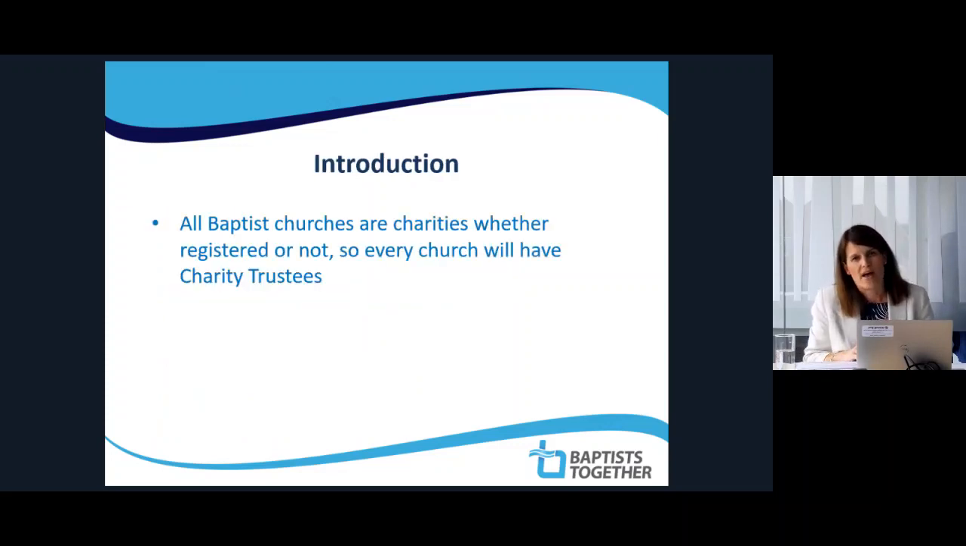So I'm sure you're aware that all Baptist churches are charities, whether or not they're registered with the Commission. So every church will have charity trustees. And every church, by virtue of being a charity, will be regulated by the Charity Commission.